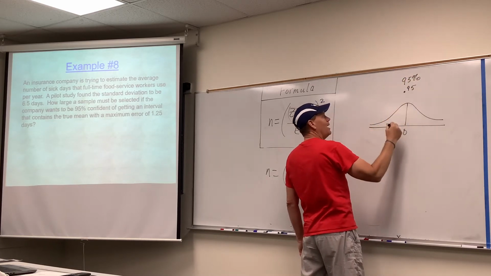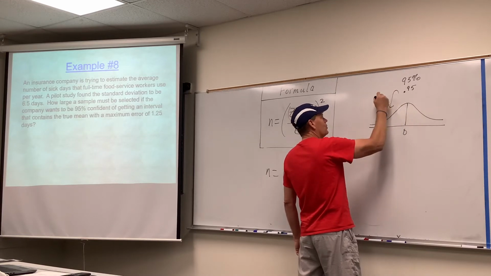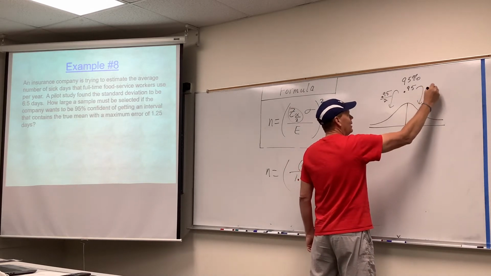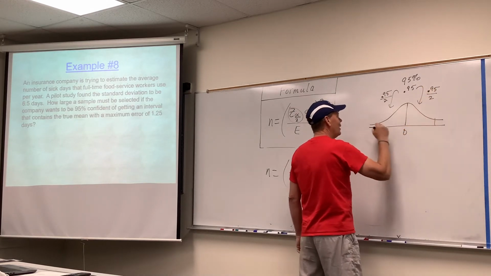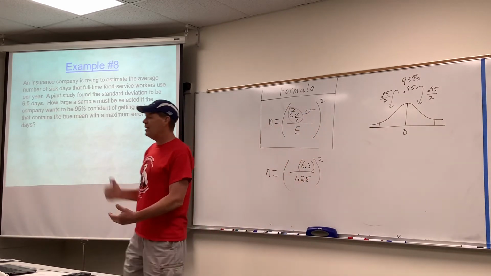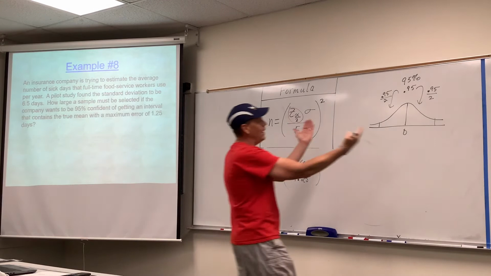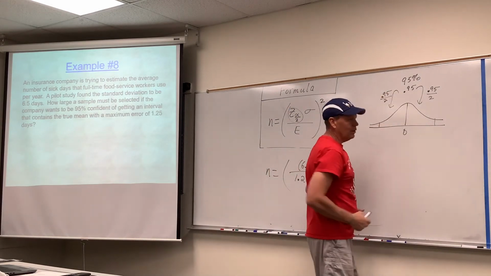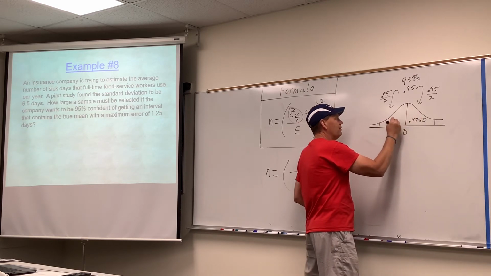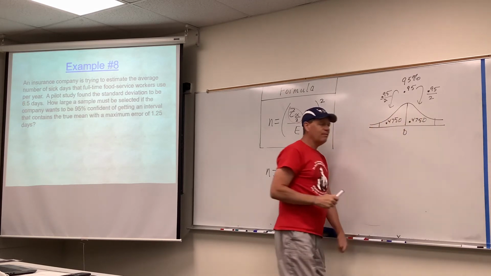We want the middle 95% of the bell curve. So we put half of that 95% on the lower side, and we put half of it on the upper side. You guys remember when we were doing this, go back to assignment 16. Find the two z-scores that surround the middle 95% of the bell curve. So 0.4750 is half of 0.95, 0.475.